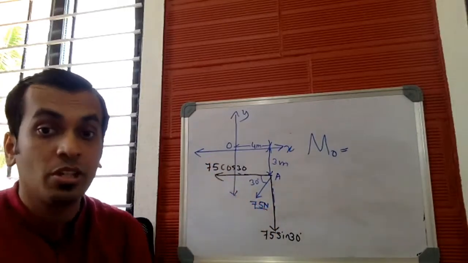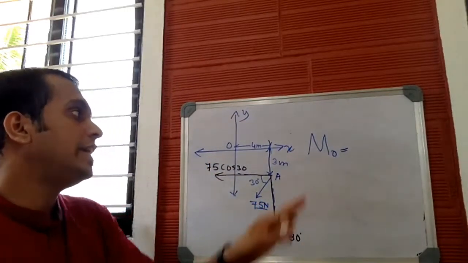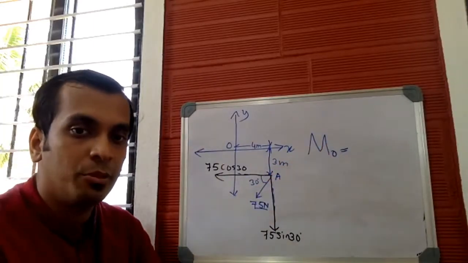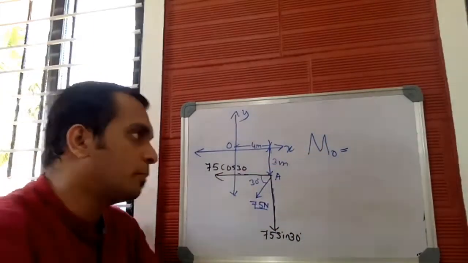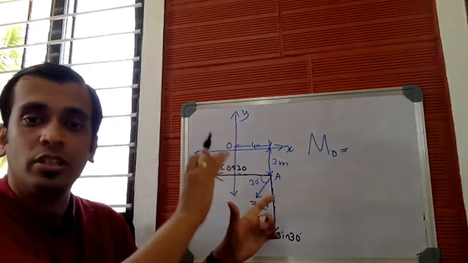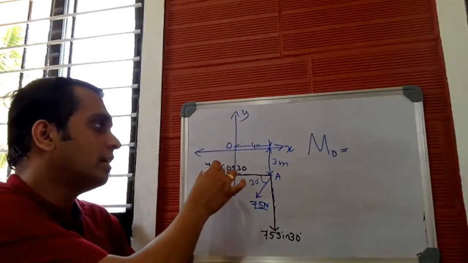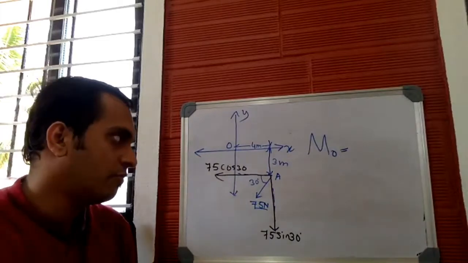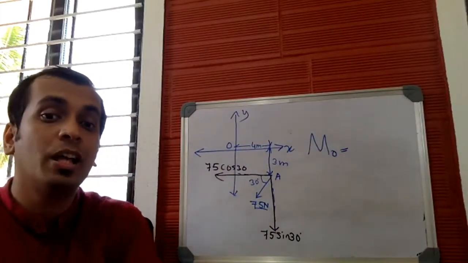We have resolved the force into two. We need moment about point O, and both the forces will produce moment about point O. Let us consider both the forces one by one. Let me consider the force of 75 Newton magnitude.